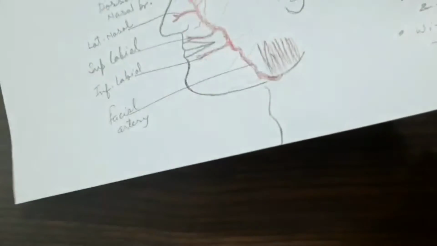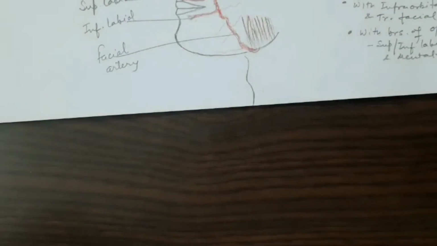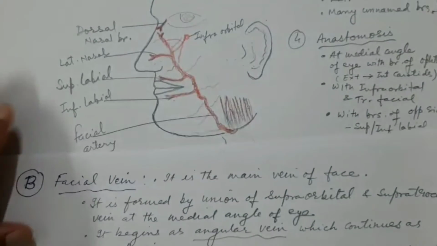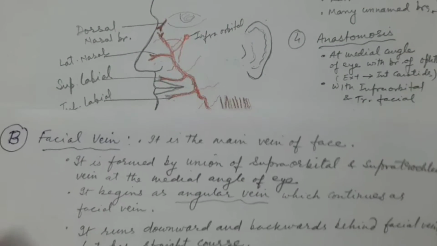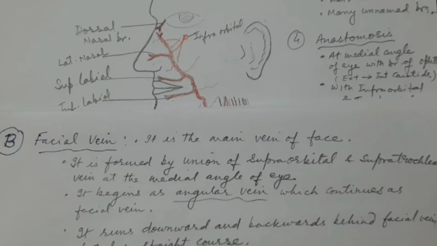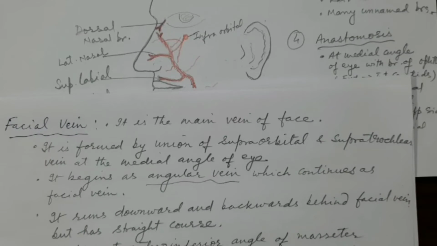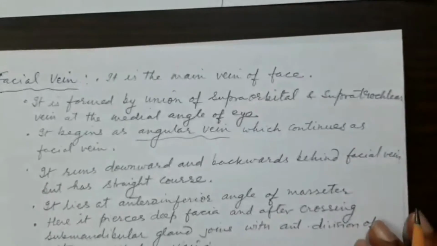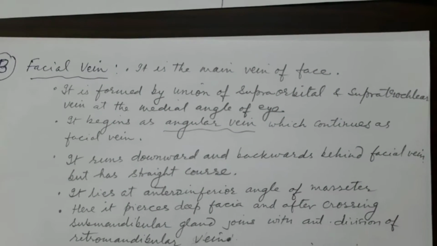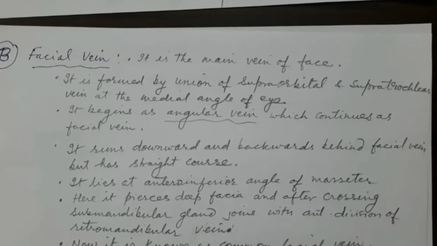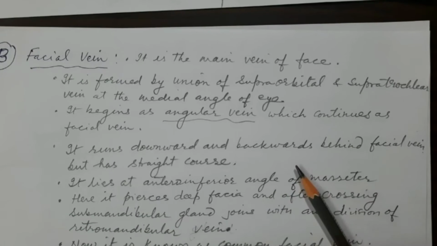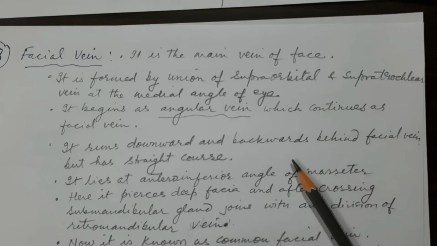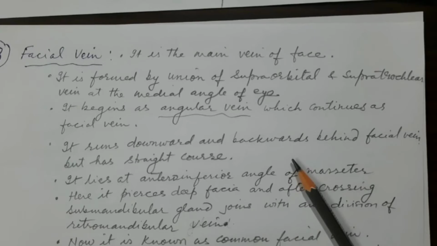Let us now go to the facial vein. So now we go to the facial vein, which runs along with the facial artery. If we just learn it in the introduction, we can say that it is the main vein of the face, and it is formed by the union of the supraorbital and supratrochlear veins at the medial angle of the eye.